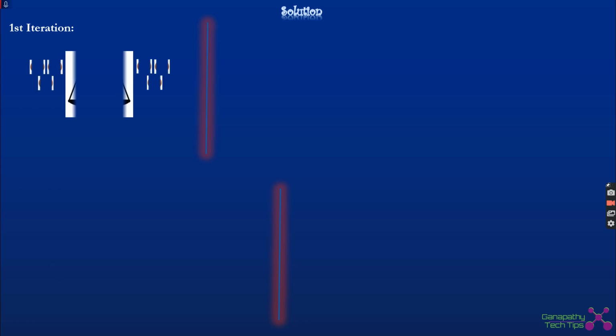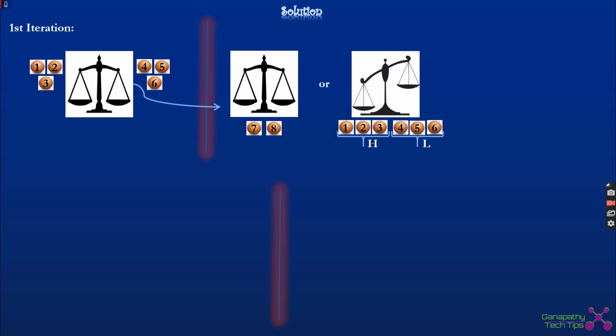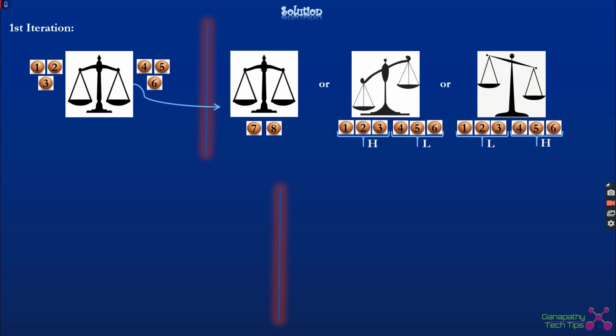First iteration. On the first iteration, I will be placing 1, 2, 3 on the left side and 4, 5, 6 on the right side. I am leaving 7 and 8 balls as they are. Similar to the one which we did in the previous puzzle, we are taking the same number of balls here. This will lead me to 3 possible outcomes. Either the balance will weigh the same, or else the balance will go to the left side, or the balance will go to the right side. The first option I am taking as case 1, the second one as case 2, and the third one as case 3.